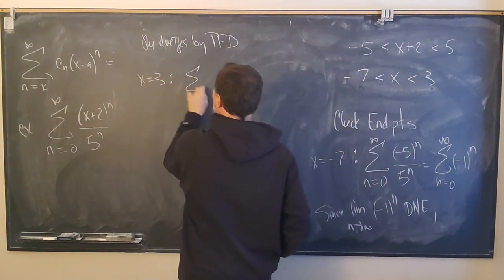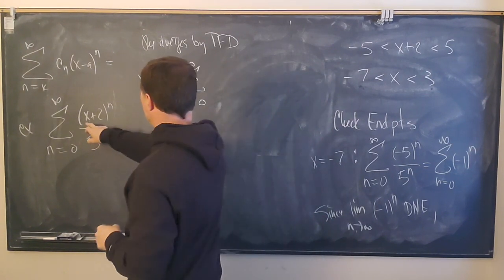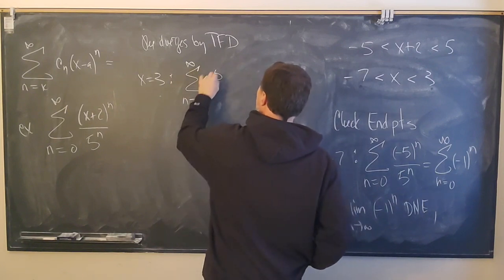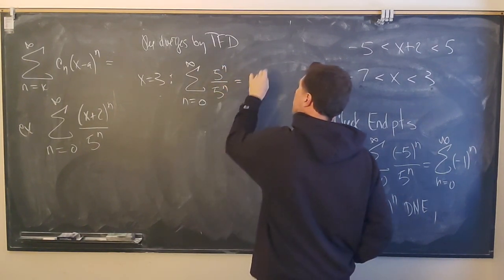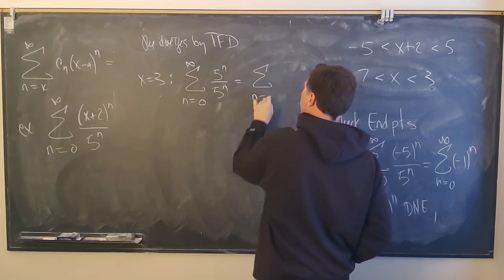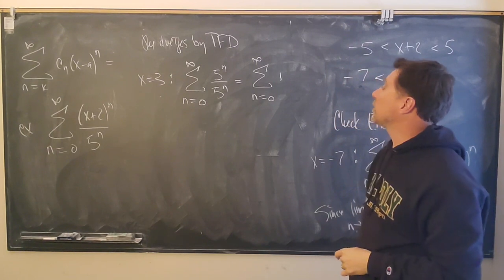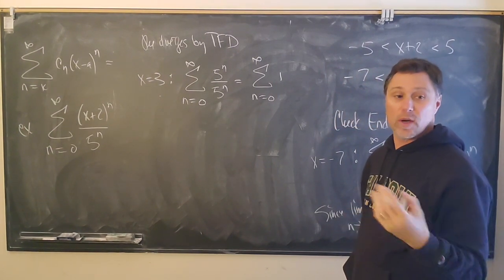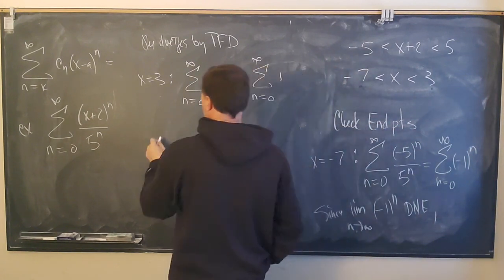Plug that in. So we get the sum from n equals 0 to infinity. When I put a 3 in here, I'm going to get 5 to the n on the top, 5 to the n on the bottom. So this is the series sum n equals 0 to infinity of 1, which means add 1 to itself an infinite number of times. Definitely divergent.